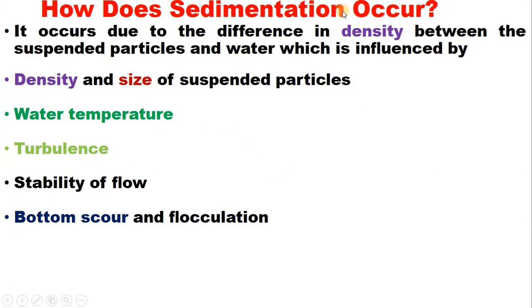Now, how does sedimentation occur? It occurs due to the difference in density between the suspended particles and water, which is influenced by the following: density and size of suspended particles, water temperature, turbulence, stability of flow, bottom scour, and flocculation.